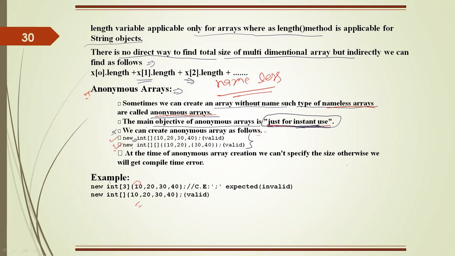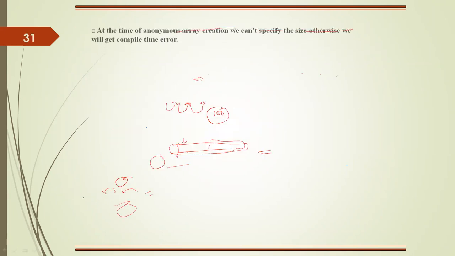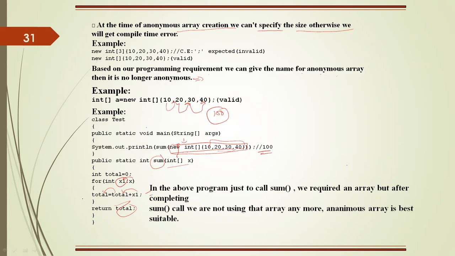If you are using it instantly, like just use it and throw it, then use a nameless array. This is the example. Also, you can see which is valid and which is invalid. This is the example explanation. At the time of anonymous array creation, we can't specify the size, otherwise we will get a compile time error. In an anonymous array, you cannot declare the size. Based on our programming requirement, we can give a name to an anonymous array, then it is no longer anonymous.